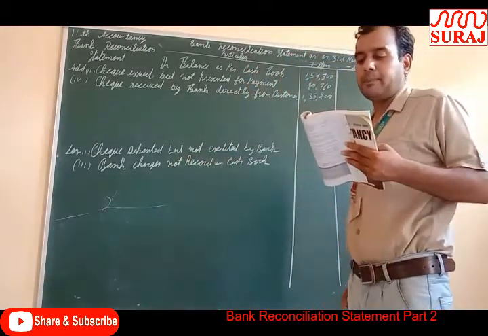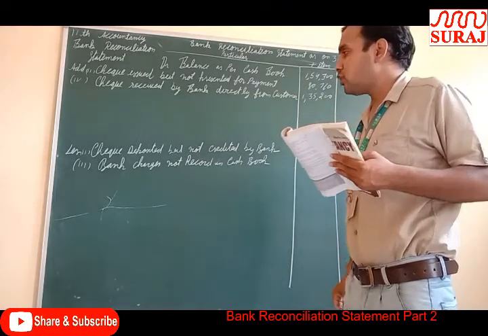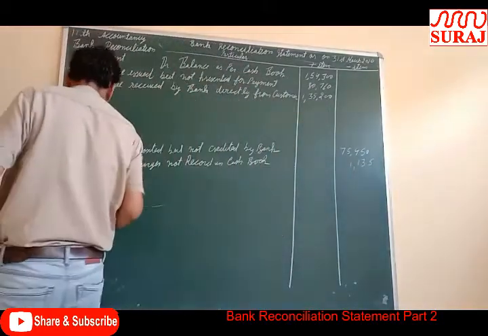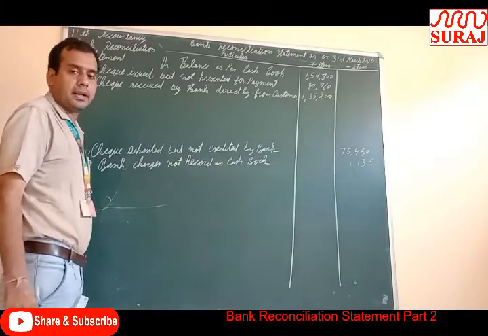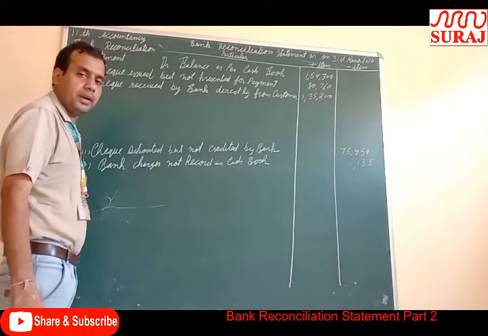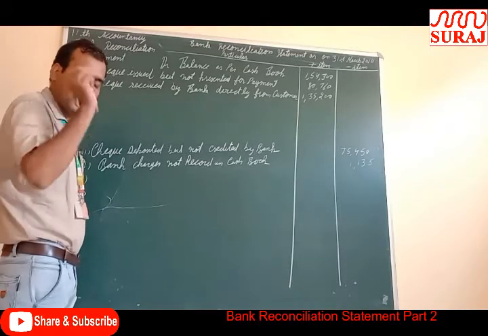Insurance premium paid by bank as per standing instruction but not recorded in the cash book. It's a decrease in the passbook but the cash book remains the same. Then for reconciliation, you should decrease the cash book.